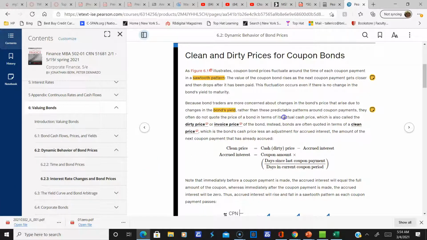So remember, a bond actually has an actual cash price called the dirty price or the invoice price. Okay, so we got to remember all these words. They're different words for prices on bonds. So let's just look at these words here. The clean price is the cash dirty price minus the accrued interest. Remember, as you're holding the bond, the interest is building up, right? So the accrued interest is the coupon amount times the days since the last coupon was paid over the days in the current coupon period.